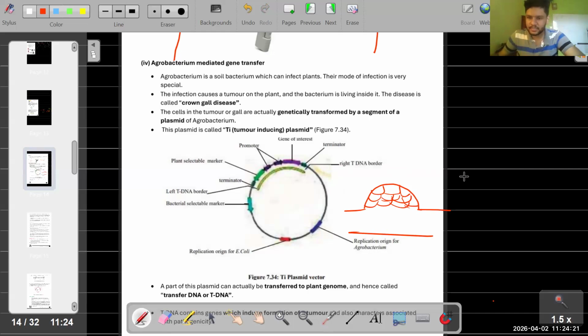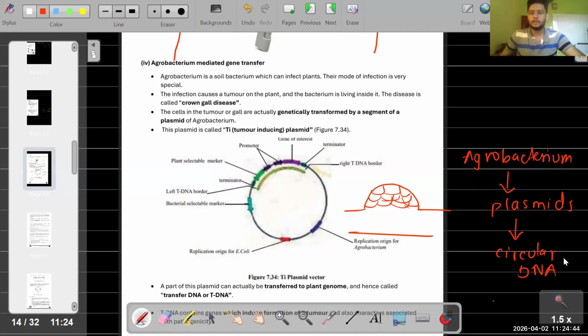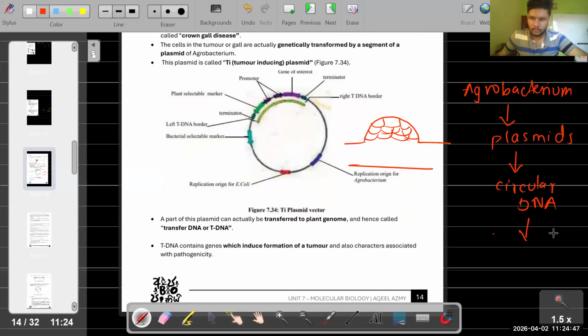Right. Let's break those words. We know agrobacterium, right? Agrobacterium is a bacteria. Okay. Bacteria have plasmids. Plasmids means what? Plasmids means circular DNA, right? In this circular DNA, they are saying a segment of this circular DNA will be genetically transferred into the cells of the tumor. Can you understand?